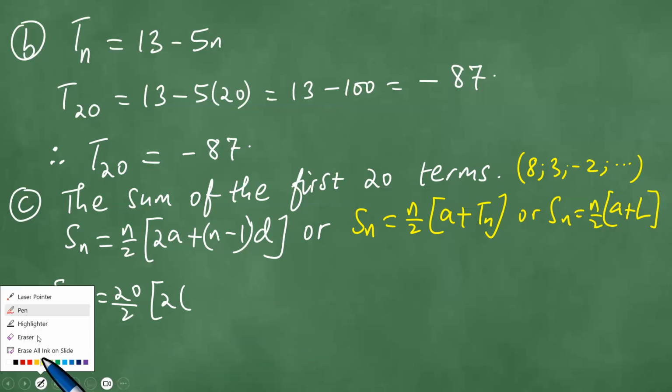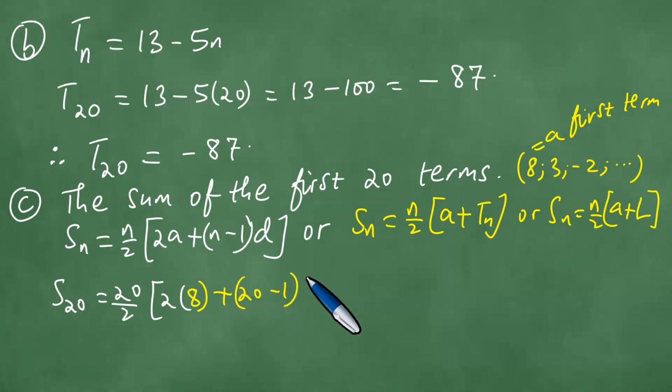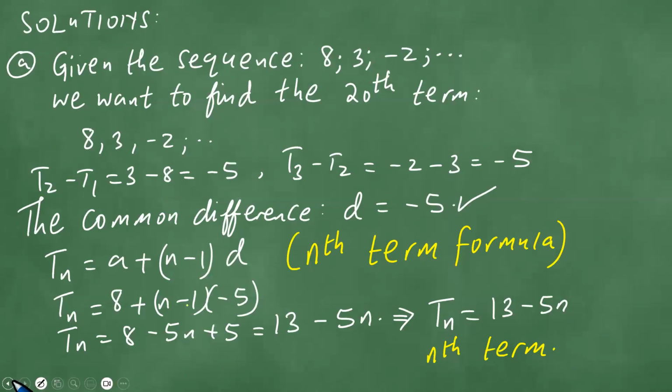Right, meaning if we have this one here, A is the first term. Meaning you shall come here and put A, which is 8. 20 minus 1. The common difference. What is the common difference? Minus 5. Right, it's minus 5. Common difference, we've already seen here it is.